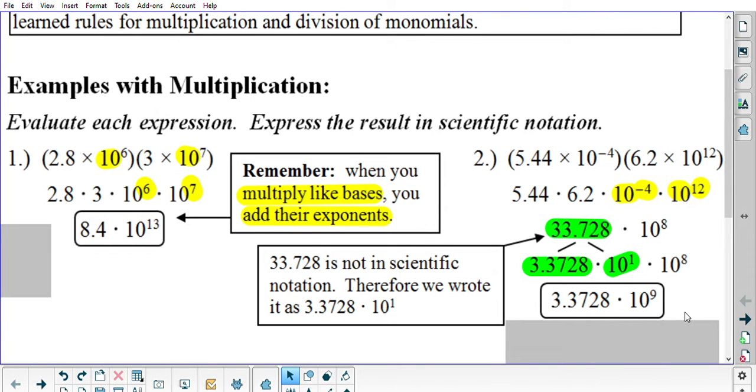So it's nice if most of our problems end up being like problem number 1, where 2.8 times 3 gives you a number that is already between 1 and 10, the 8.4. But most of the time that's not going to happen. I don't know about most of the time, but a lot of times that's not going to happen. So please keep in mind, when a problem like number 2 pops up, where after you multiply you get a number that is bigger than 10, then you're going to have to go a step further and put that into scientific notation. So that way the first part of it is a number between 1 and 10.